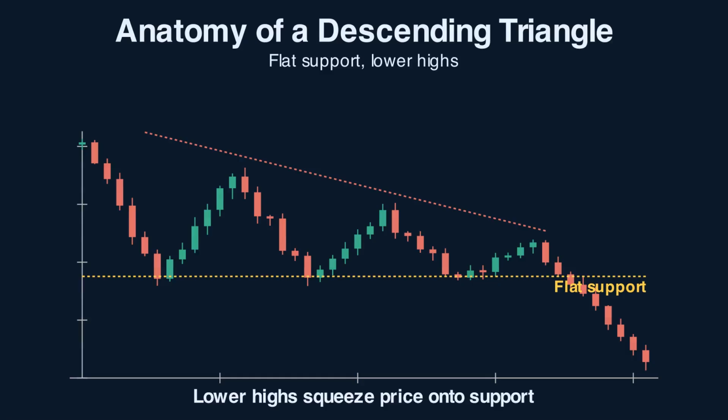The story is the opposite of the ascending triangle. Buyers hold a static line while sellers grow more aggressive. So the fixed demand at support tends to get absorbed, and the resolution is usually downward through the floor.